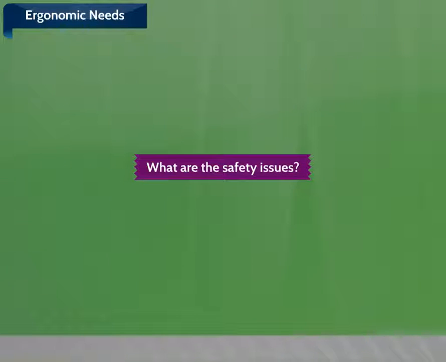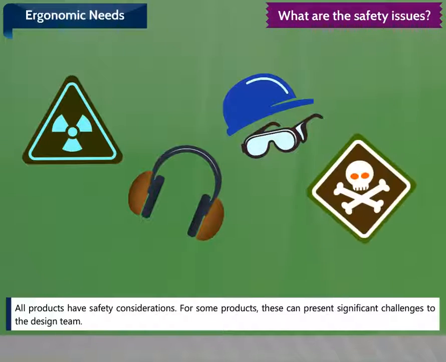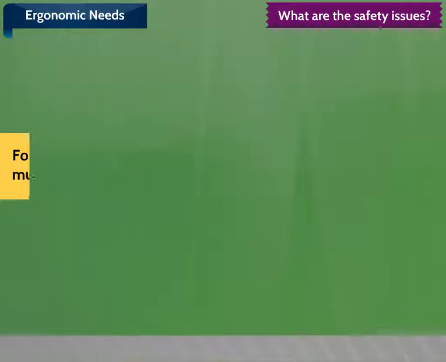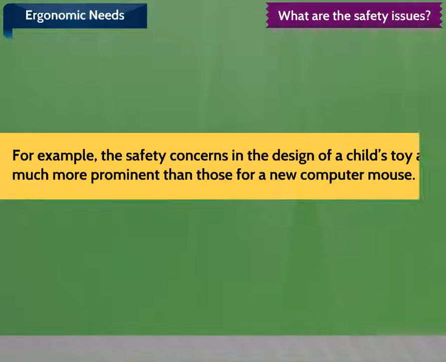What are the safety issues? All products have safety considerations. For some products, these can present significant challenges to the design team. For example, the safety concerns in the design of a child's toy are much more prominent than those for a new computer mouse.